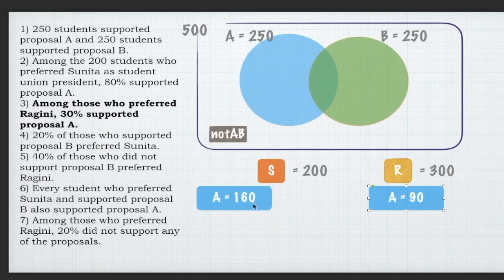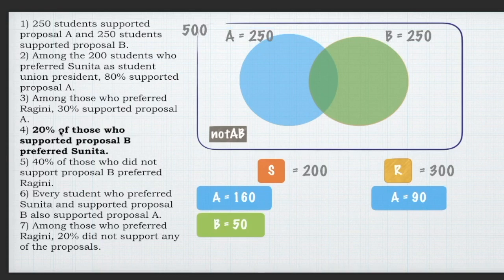I can also notice that this 160 and 90 makes up 250. So out of A, 160 people support S and 90 people support R. But as of now, you do not have a breakdown of only A and A and B territory. But overall, you know, out of 250, 160 have gone to S and 90 have gone to R. Moving on to the next rule.